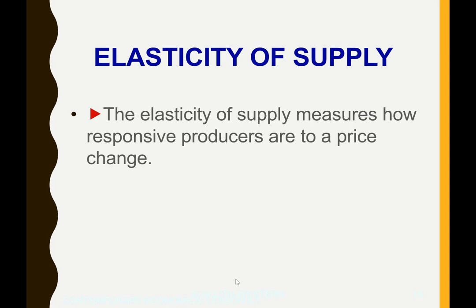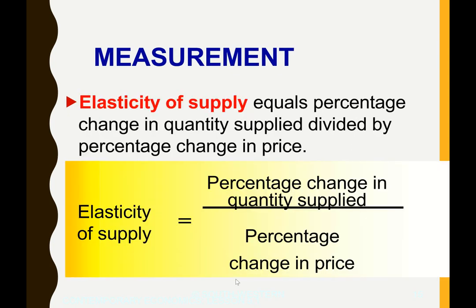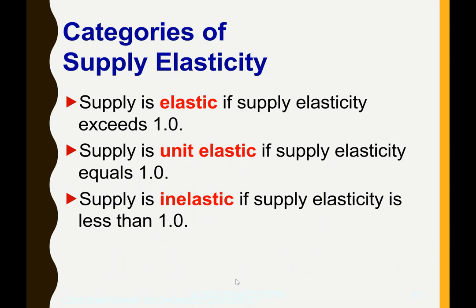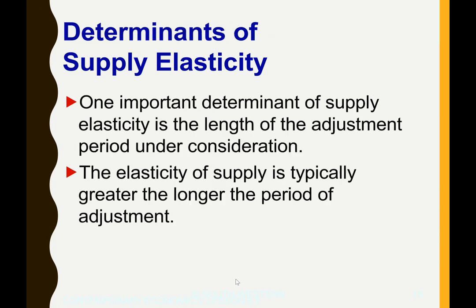Then we look at elasticity of the supply curve. So elasticity measures how responsive producers are to a price change. This is how we measure it: the percentage change in the quantity supplied over the percentage change in price. Supply is elastic if the elasticity exceeds 1. It is unit elastic if it breaks even, and it's inelastic if it's less than 1.